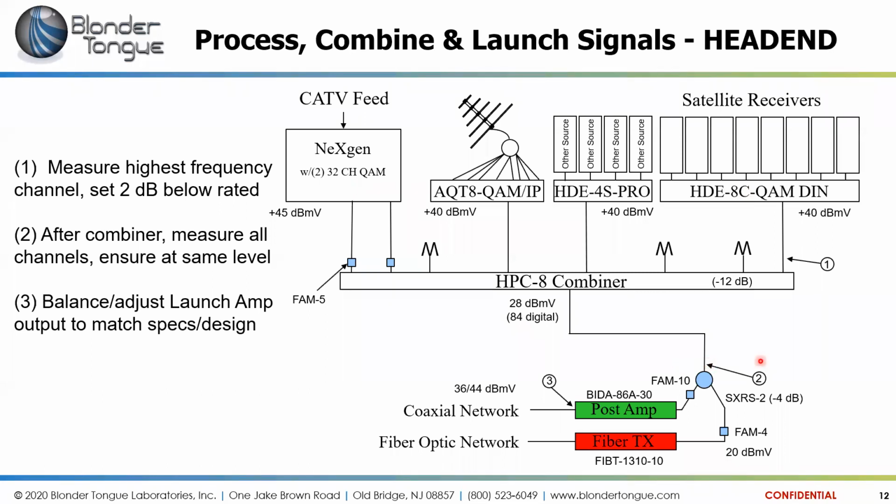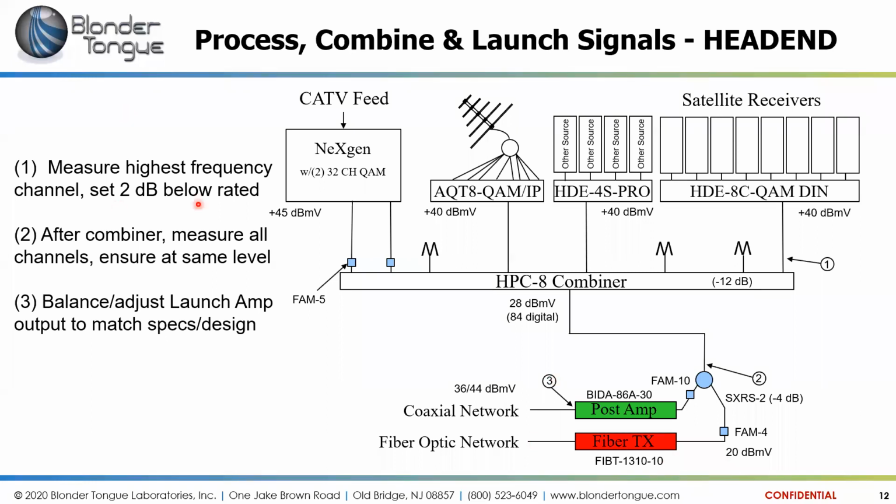Then once I get everything level at the combiner, I split it to go to my main amplifier, my launch amplifier, to go out to my coaxial network at, again, 36 or 44, the rated output of this amplifier. And notice I'm using little inline passive attenuators or pads to adjust my levels prior to going into my amp and into my fiber optic transmitter. The fiber optic transmitter, depending on how many physical RF channels are on the system, in this case 84, needs a certain level of input. At this point, I'm going to say it's 20 dBmV. Go into that with 20 dBmV, and it's going to come out with 10 dBm of laser light for you.